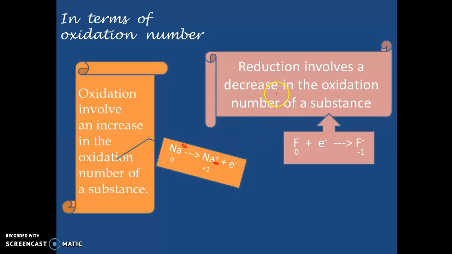But reduction is a decrease in the oxidation number. Fluorine has a number of 0. When it gains 1 electron, it becomes a fluoride ion, and that means it has a negative charge. And what happens is that it has decreased from 0 to -1. That's the decrease, in the negative direction.